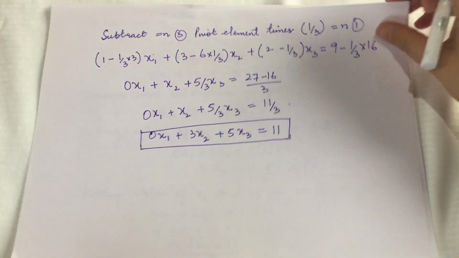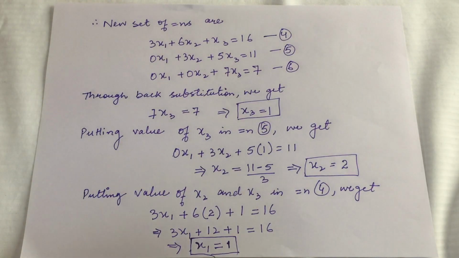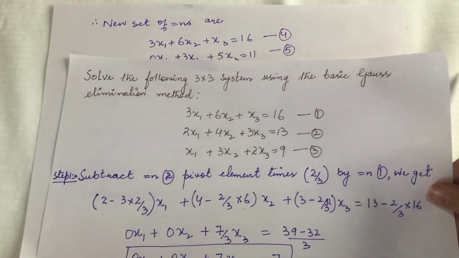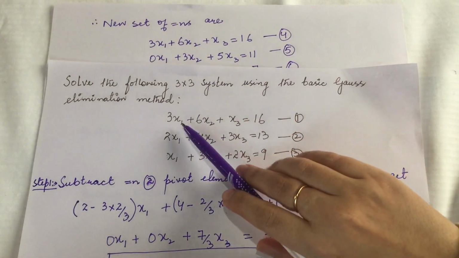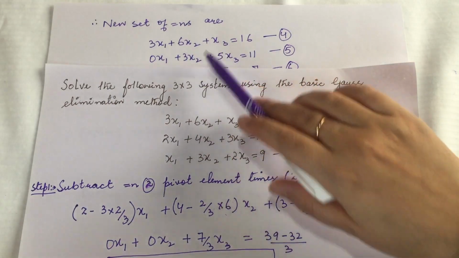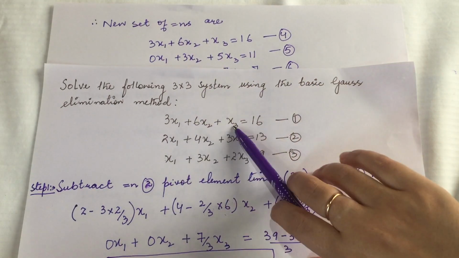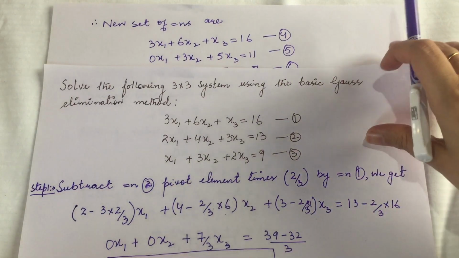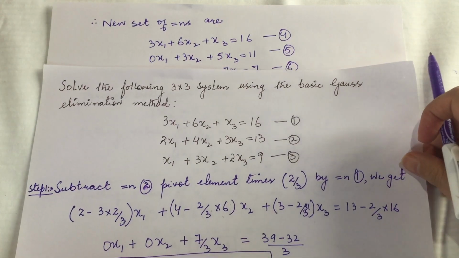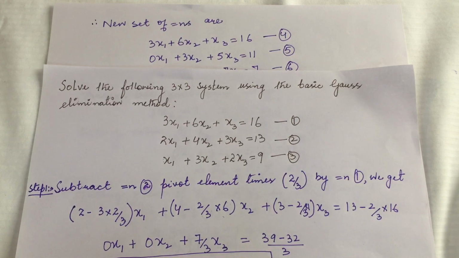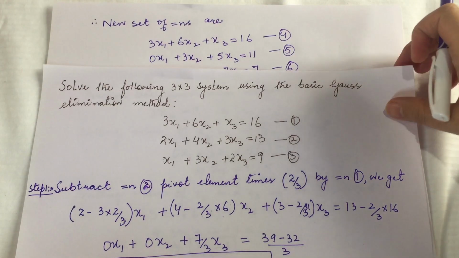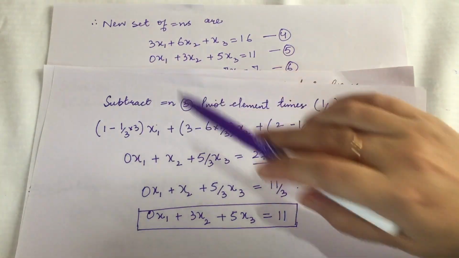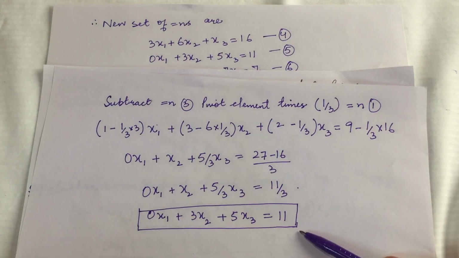So our new set of equations are, the first equation, if you will see the first page, our first equation will remain the same, 3x1 plus 6x2 plus x3 is equal to 16. This is our first equation. My second equation will be, because in my third equation I have two variables, so I am writing the third equation first. The second equation here will be equivalent to the values which I am getting for the third equation.